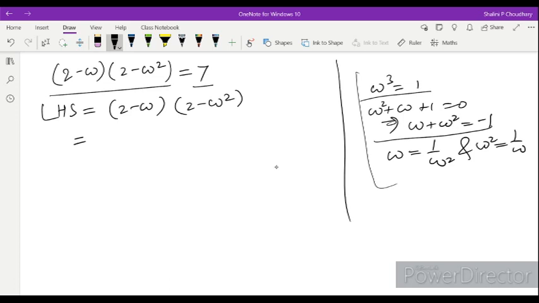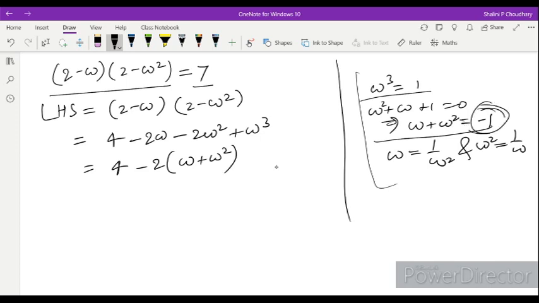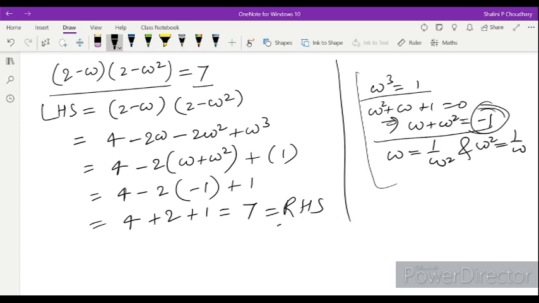Okay, so (2 minus omega) into (2 minus omega square), now we'll multiply. 2 into 2 will be 4, 2 into minus omega will be minus 2 omega. Now minus omega square into 2 will be equal to minus 2 omega square, and minus omega square into minus omega will be equal to plus omega cube. Okay, so 4 and minus 2 we'll take common, omega plus omega square, and that is equal to minus 1. So we'll put this value directly, and plus omega cube, that is equal to 1. So we'll write here 1. Okay, so 4 minus 2 into minus 1 plus 1, this will be equal to 4 plus 2 plus 1, this will be equal to 7, that is equal to RHS, hence proved.